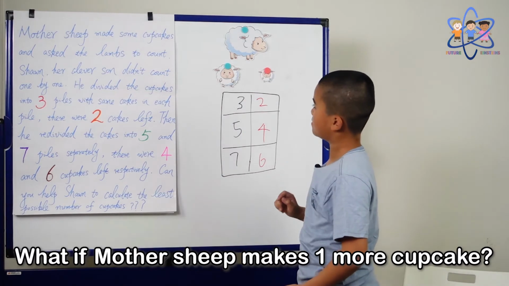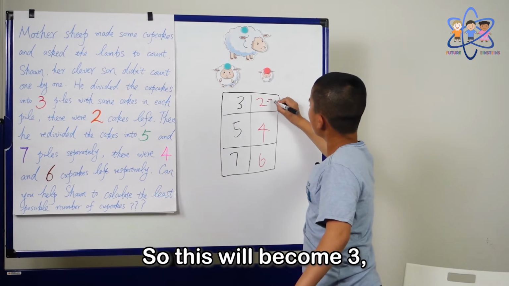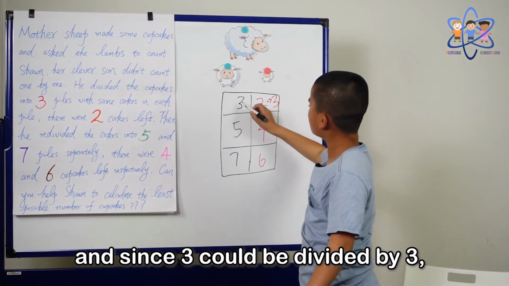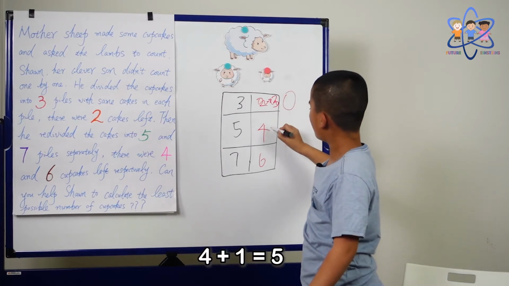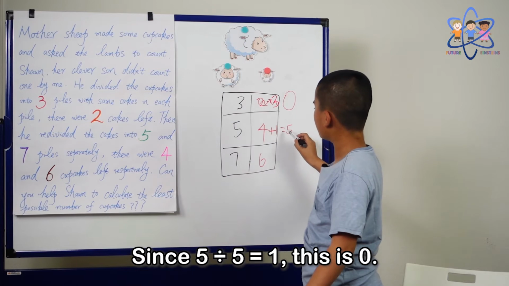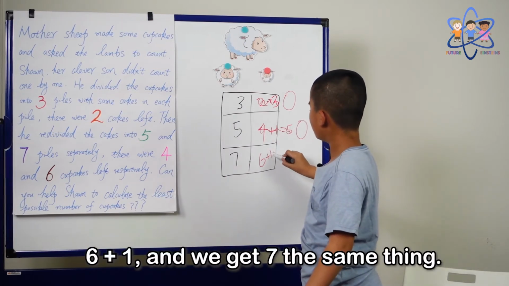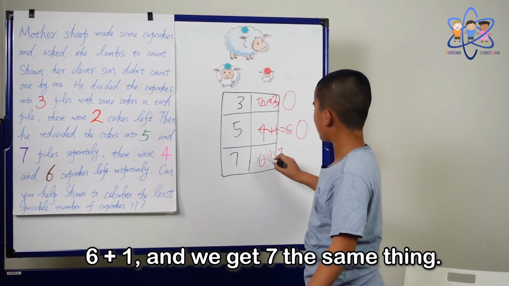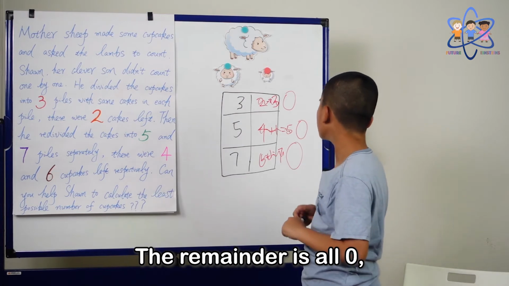What if Mother Sheep makes 1 more cupcake? So this will become 3. And since 3 could be divided by 3, the remainder is 0. We plus 1 is 5. Since 5 could be divided by 5, the remainder is 0. Plus 1 again, and we get 7. Same thing. The remainder is 0. So the remainder is all 0.